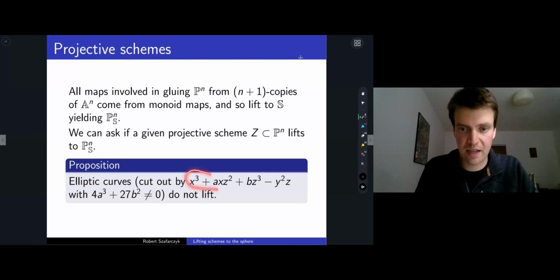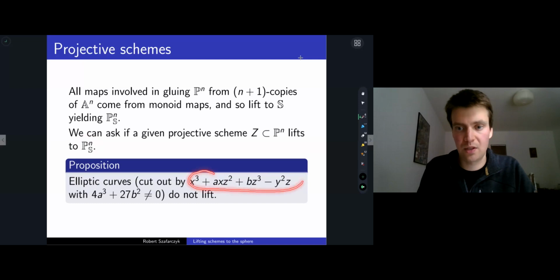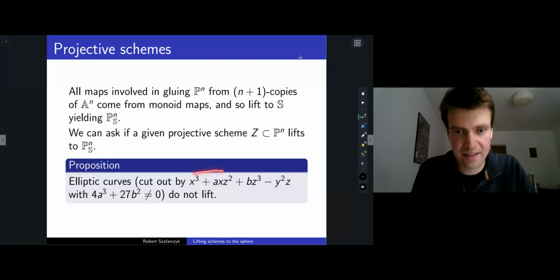Elliptic curves are cut out by such an equation. And what the result tells you is that in this spectral scheme, you don't have any subscheme cut out by such an equation.